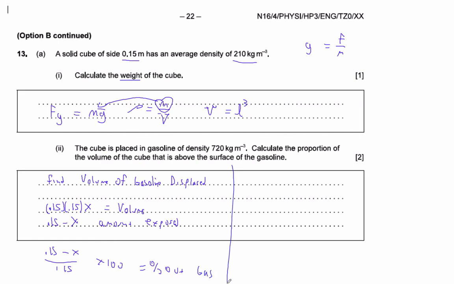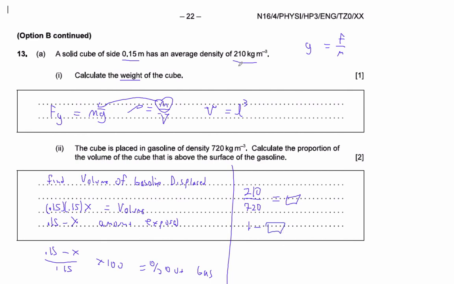Okay. Easier way to do this. The amount submerged is going to be 210 divided by 720. That's the proportion submerged. 1 minus that, right? So that equals something, right? 1 minus that proportion is the amount that sticks up.